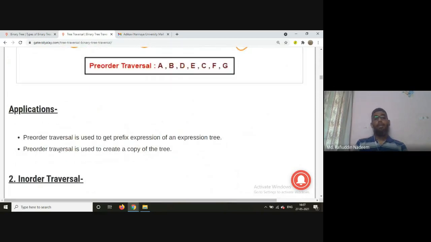The application of preorder traversal is to get the prefix expression of an expression tree. If some expression tree is given, to get its prefix expression you can simply use the preorder traversal. It is also used to create a copy of a tree. So if you want to create a copy of a tree, you can go for the preorder traversal.